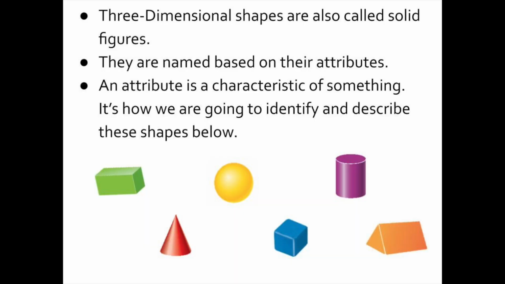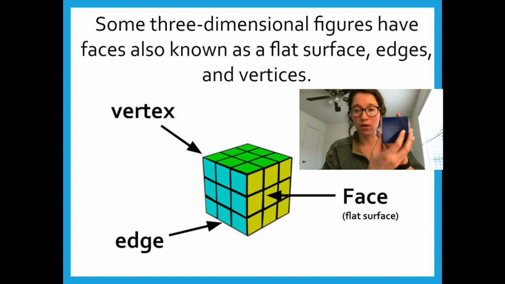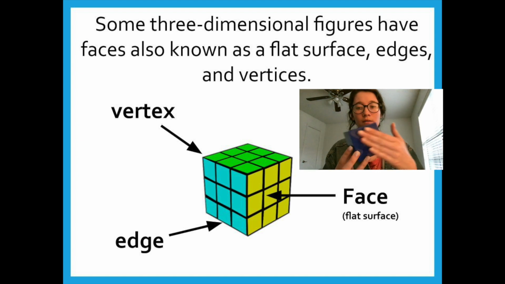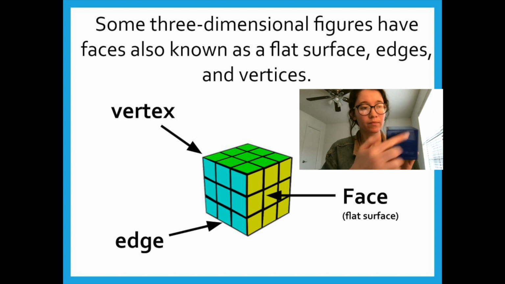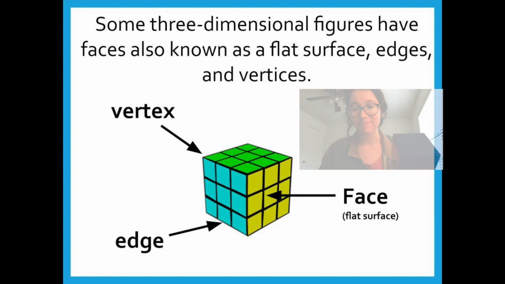Three-dimensional shapes are also called solid figures. They are also named based on their attributes. Now, an attribute is just a characteristic of something. It's how we're going to be identifying and describing all of the shapes below. Some three-dimensional figures have faces, also known as a flat surface. So these are all the faces. They also have edges and vertices, the corners where the edges meet.